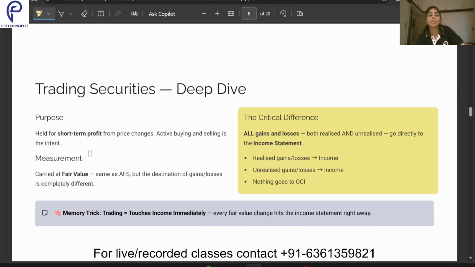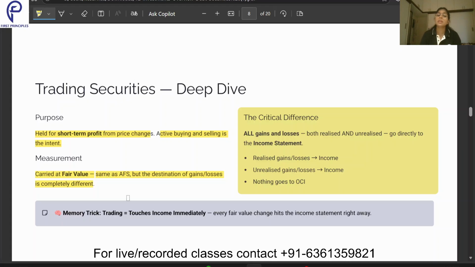Coming to the trading securities, these are held for short-term profit from price changes. And what is the intent? The intent is to buy and sell; active buying and selling. And measurement, how do we measure it? We are carrying it at its fair value. This is the same as available for sale, but the destination of gains and losses is different.